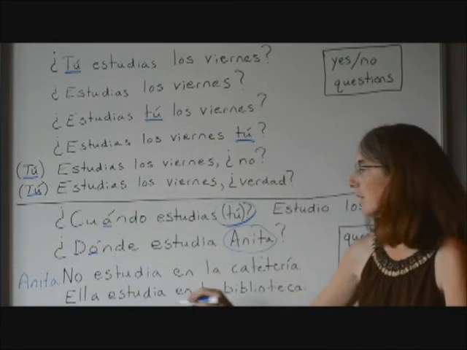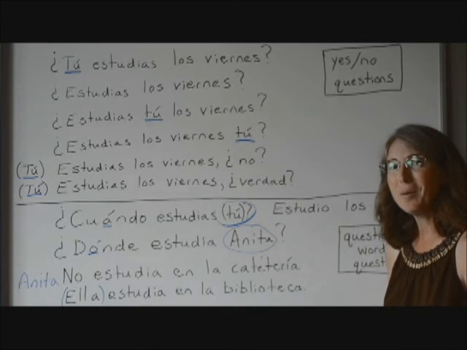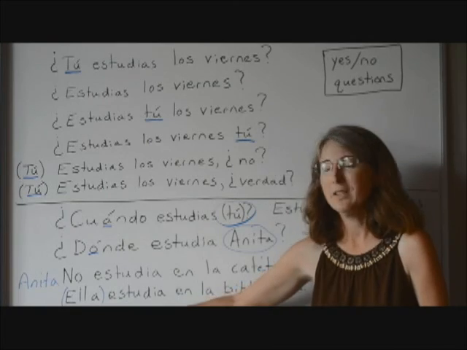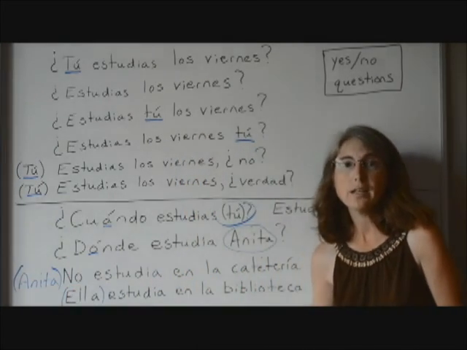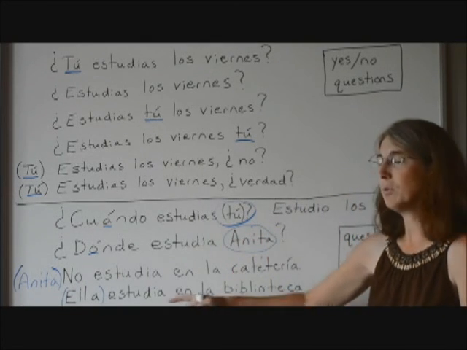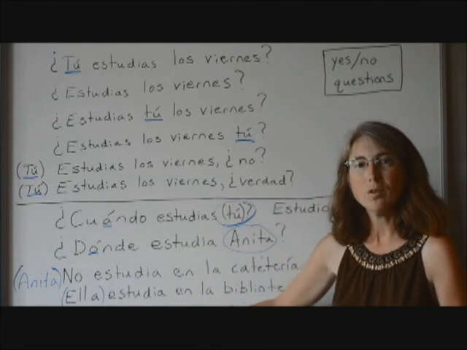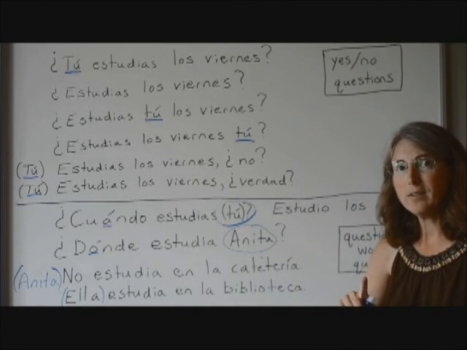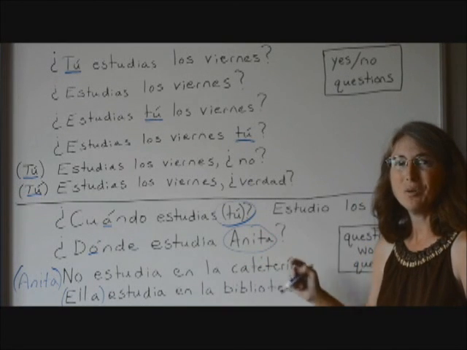I don't even have to say she though. I could say, estudia en la biblioteca, because we're already having a conversation about Anita. I know I'm talking about her. You'll see that a lot in conversations and hear that a lot where you know who the subjects are, and so the pronoun or noun is just dropped, and the verb is just expressed without that pronoun or noun. But if we do have a subject in a question word question, it has to go at the end of the question.